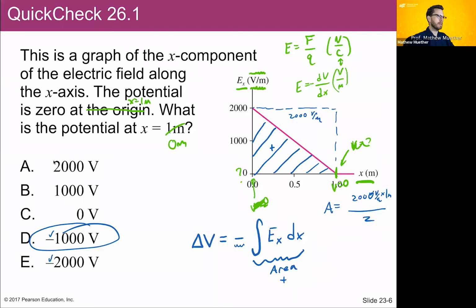Okay, let's go ahead and end the poll. Many of you said 1,000 volts. That's right. The voltage has to be 1,000 volts here. As I move in this direction, I lose 1,000 volts because that area under that curve is positive as I go from 0 to 1.